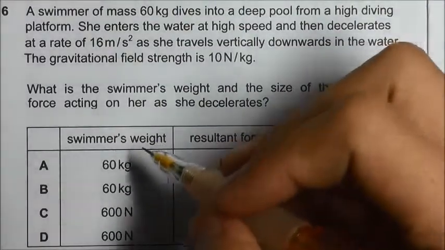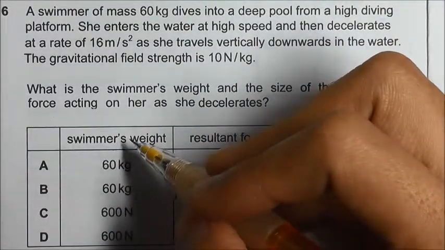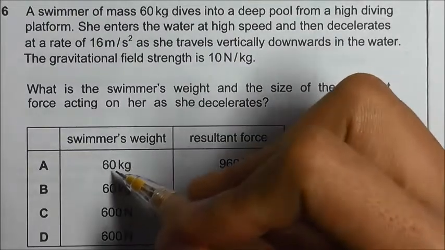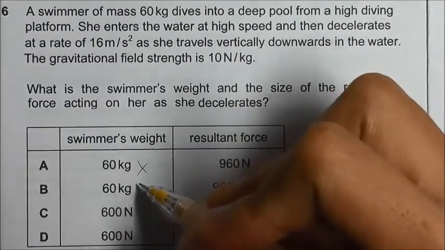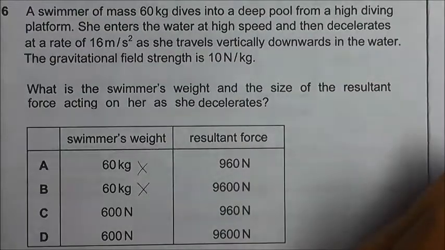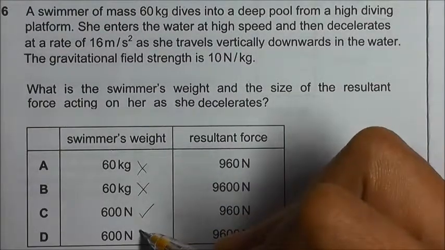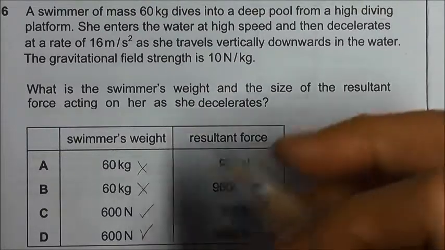Okay, if you look at the first column, it's indicated as the swimmer's weight. And 60 kg is the mass and not the weight. So you can eliminate options A and B. So now we know that the swimmer's weight is 600 Newton.